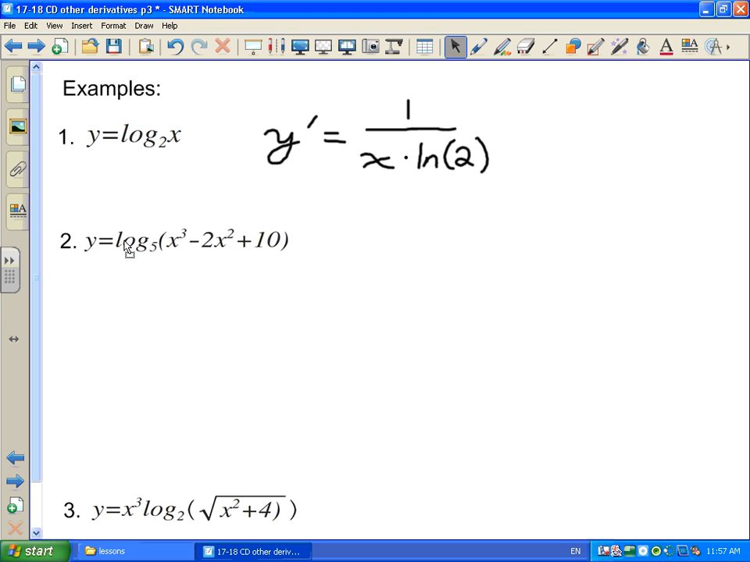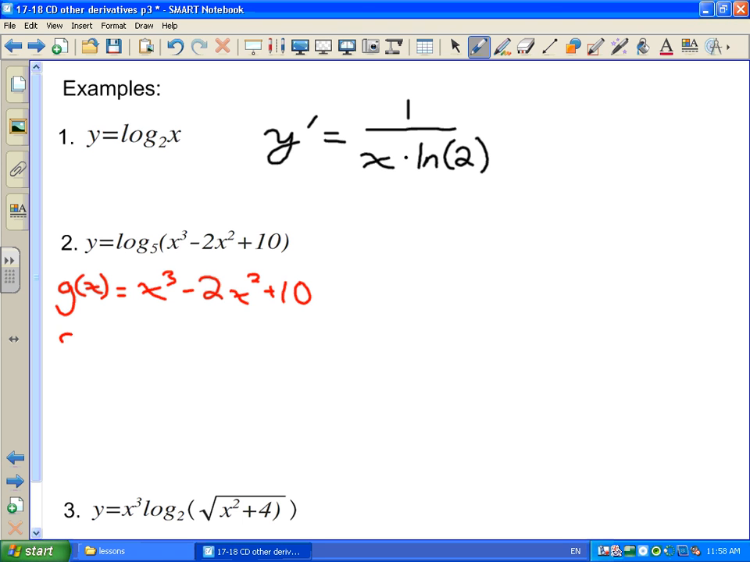Speaking of base 5, that's what we have in the next question here. So the next question, we got y equals log to the base 5 of x cubed minus 2x squared plus 10. So this time we've got a composite function. So let's figure out what that inner function is here. So our inner function, g at x, is going to be x cubed minus 2x squared plus 10.